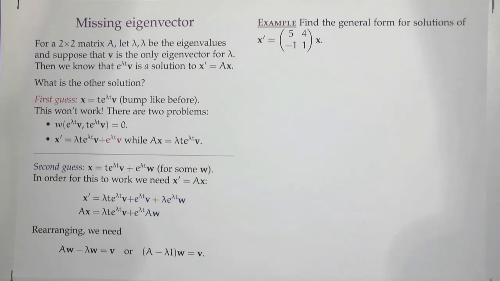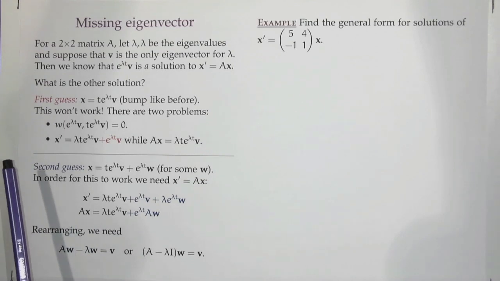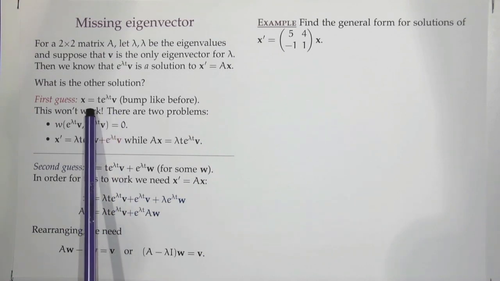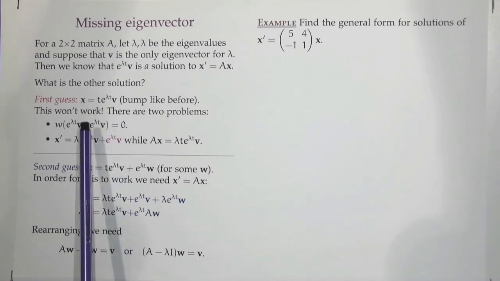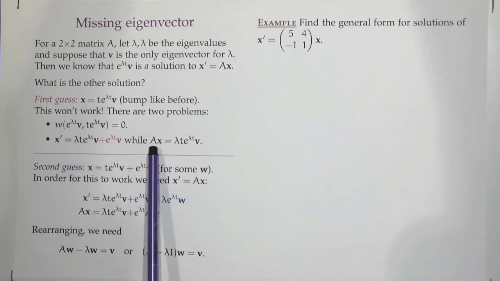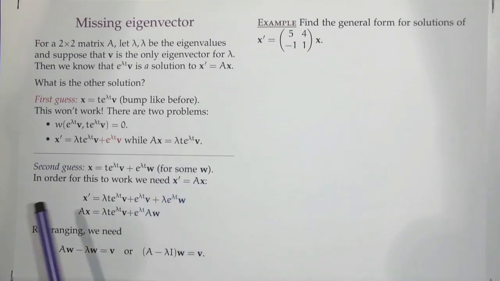It fails. There are a couple of reasons. For one thing, the Wronskian is 0, and the Wronskian being 0 basically says you haven't done anything. These are not independent. But an even worse situation is it doesn't satisfy the differential equation. You look at x prime and have to use the product rule. The derivative of e to the lambda t brings a lambda down, but then the derivative of t would just be 1. On the other hand, A times x is lambda t e to the lambda t v. So we've got to fix that part. It somehow needs a correction.